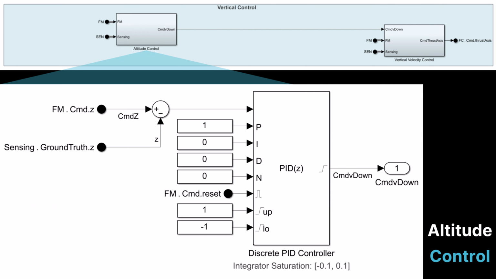Similarly, the altitude control subsystem uses a PID controller to track the altitude z-axis command in the NED coordinate frame. It compares the desired altitude with the measured altitude and computes a velocity down command as its output. By separating altitude and velocity control into two cascaded loops, the system gains improved stability and responsiveness, with each loop tuned for its specific dynamic range.